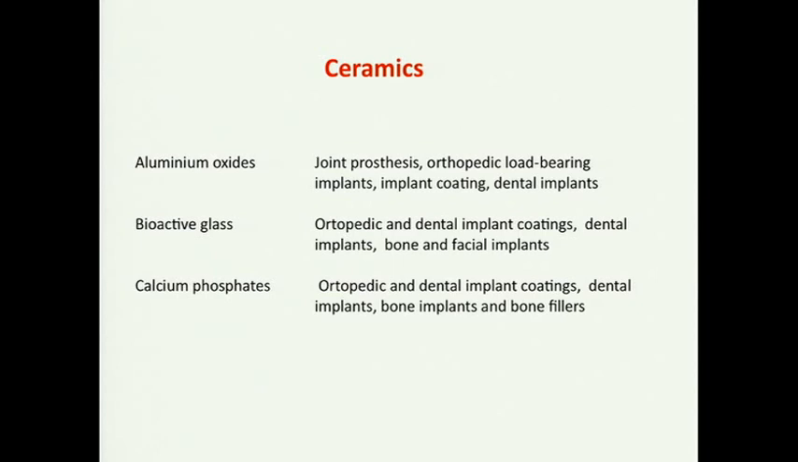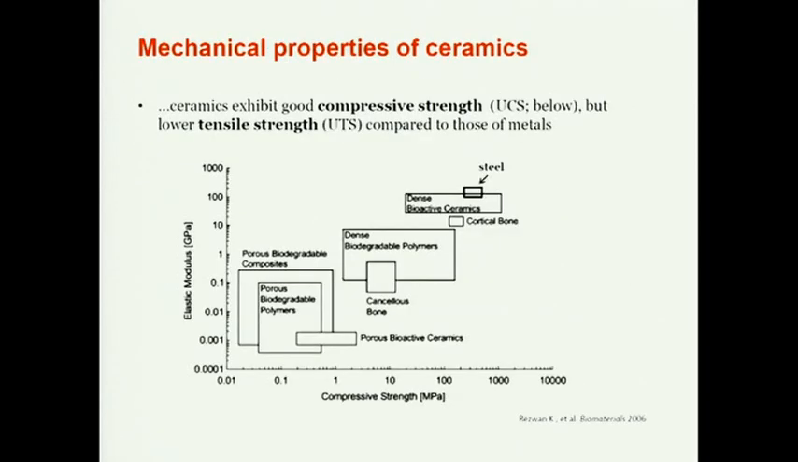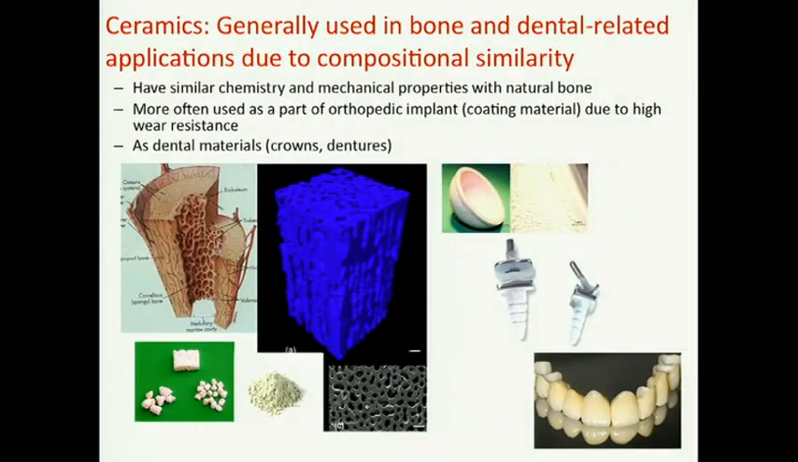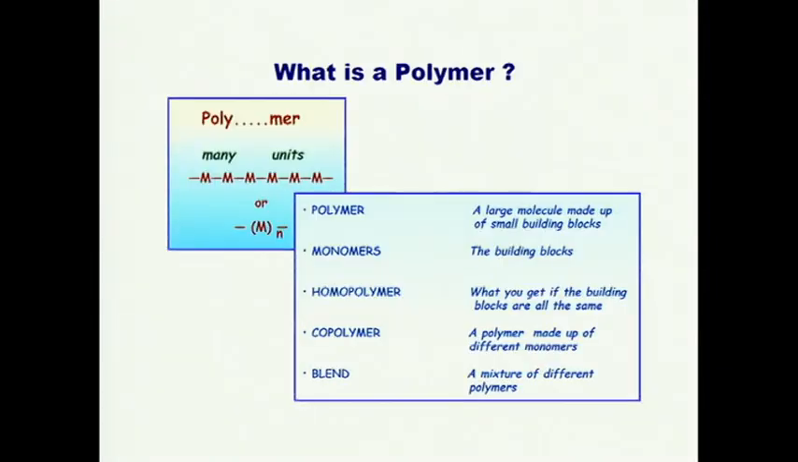So aluminum oxides, bioactive glasses, and calcium phosphates are being used as ceramics. As I said, they are brittle, they have low toughness, so they can carry load, but they are susceptible to breakage if we load more than is needed. They are generally used in bone and dental related applications because the structure of the ceramics is very close to bone and dental tissues. That's also why they are used.